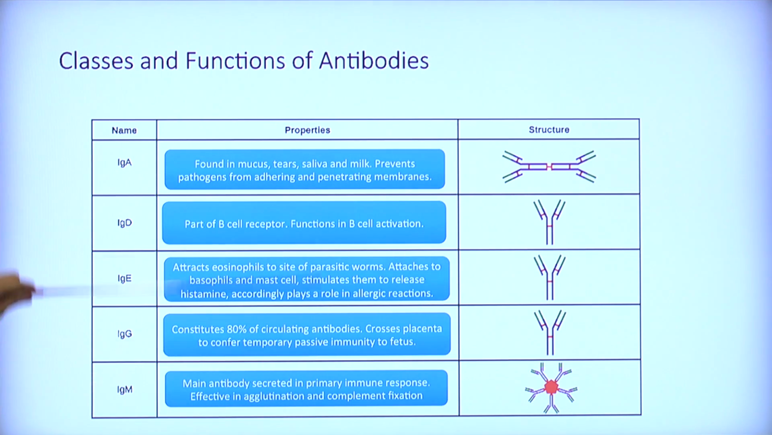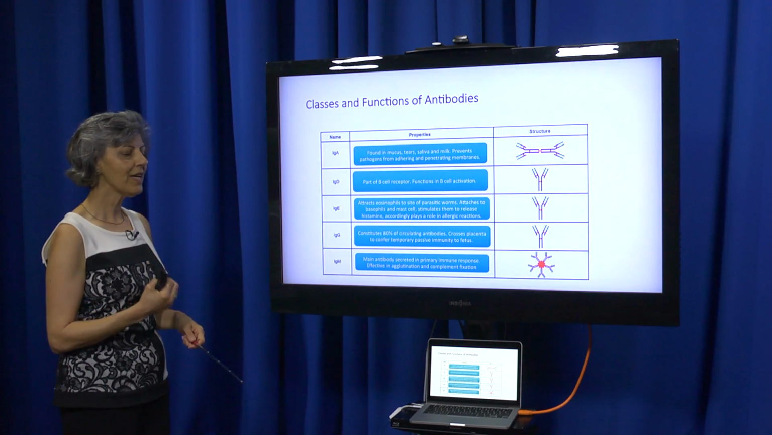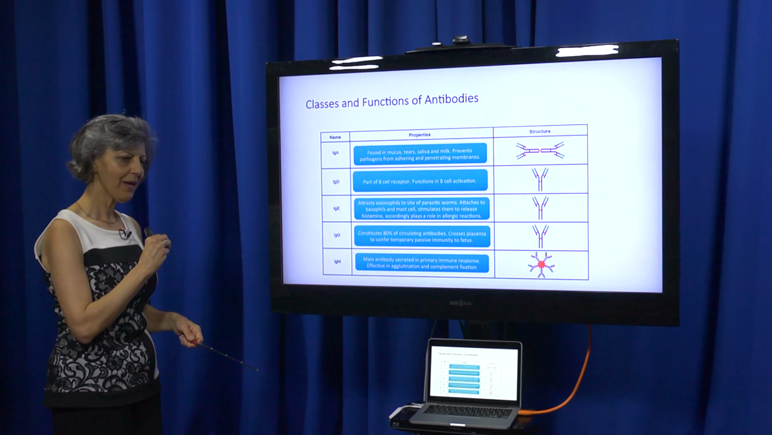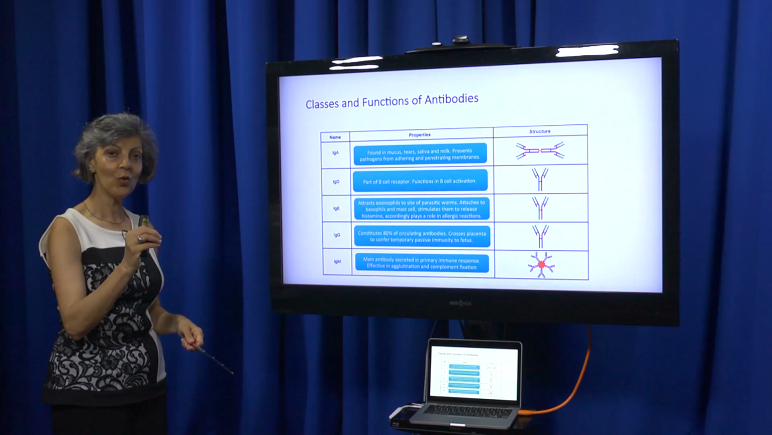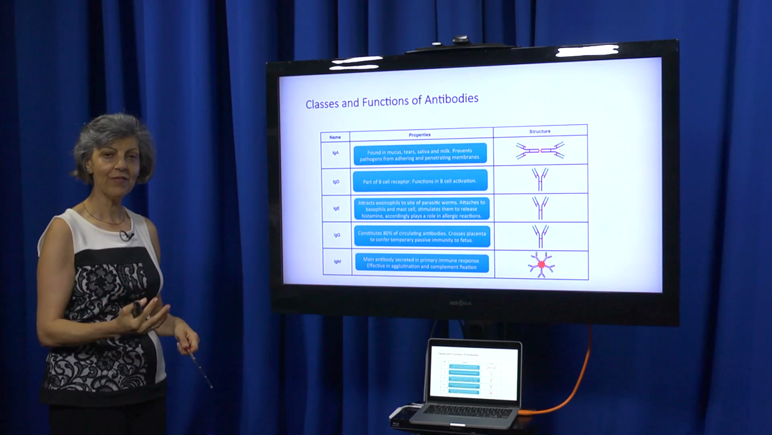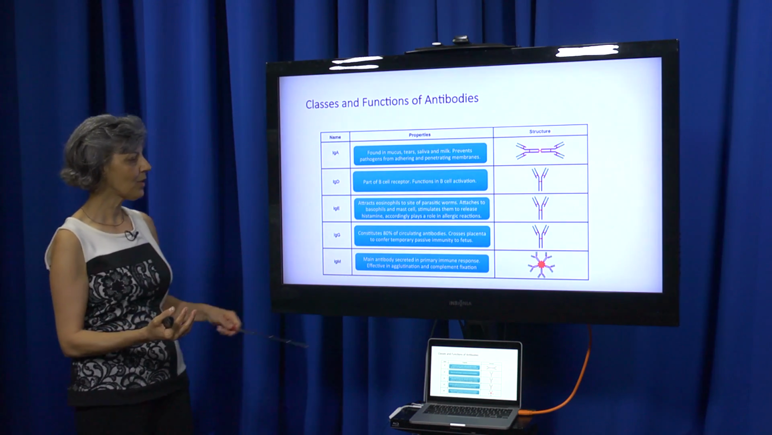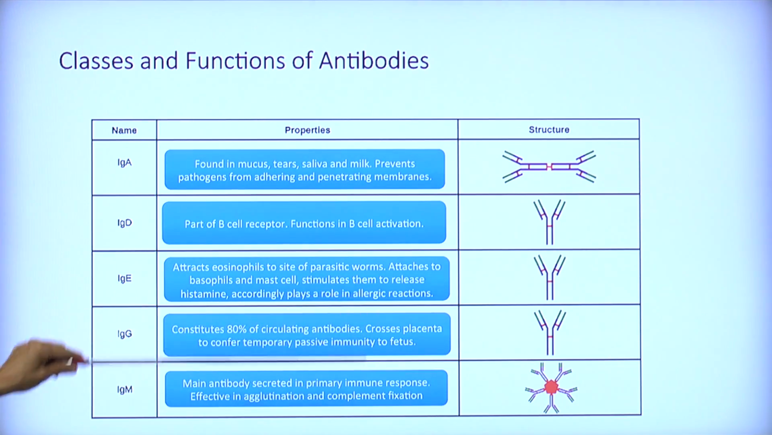IgG is by far the most common. It's about 80% of all our circulating antibodies, and one of its very vital functions is it is so small and it can pass through the umbilical cord from the mother to the fetus to give the fetus passive immunity until it is born and for a few months later.